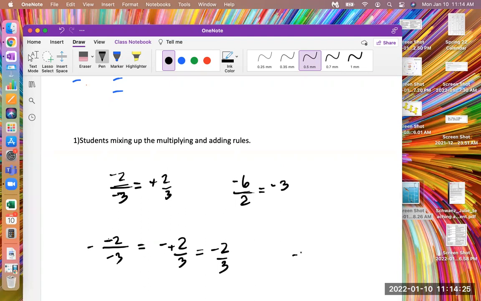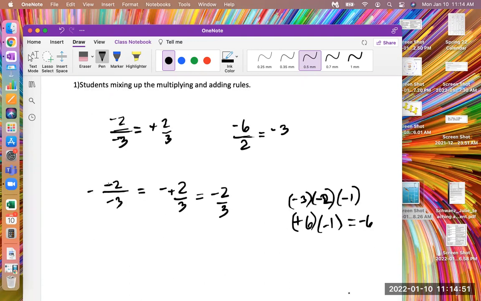Okay. And the same thing if I have -3 times -2 and times -1. Then I have these first two sticks pop together and become positive. And so I get +6 from doing -3 times -2, and then I multiply by -1, and then I get -6. So basically, if you have an odd number of negatives, then the answer always becomes negative. And if you have an even number of negatives, then you always have a positive answer when you're multiplying and dividing. Okay, now it becomes a little bit more confusing.